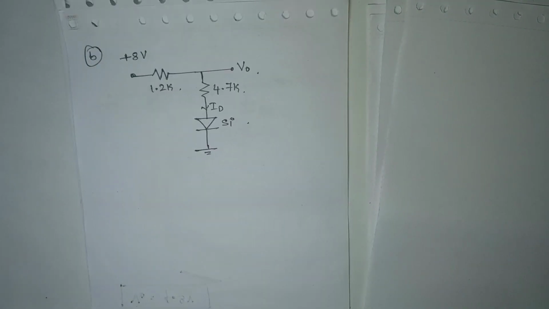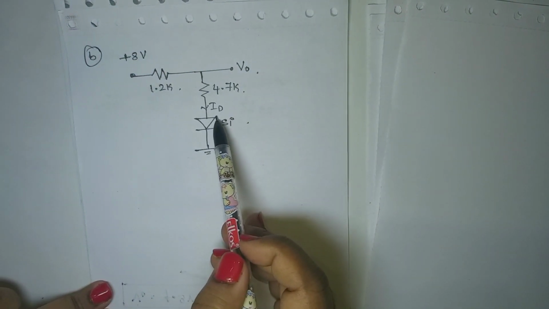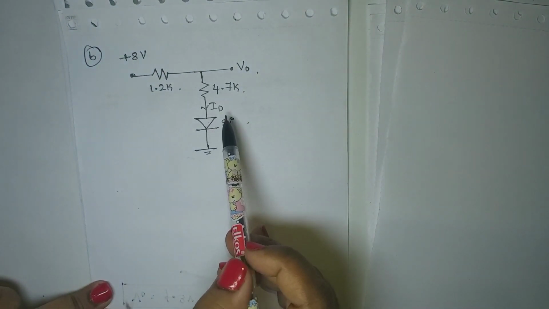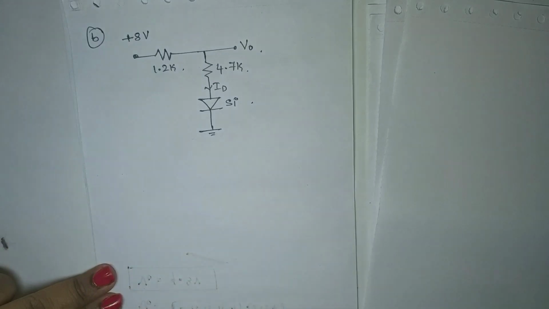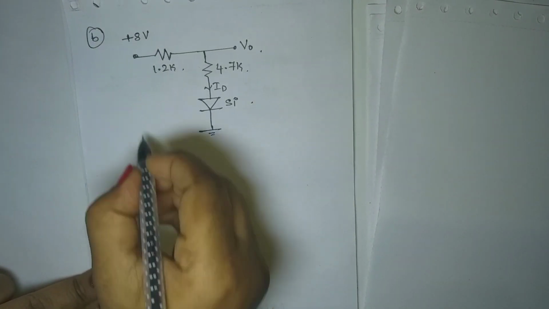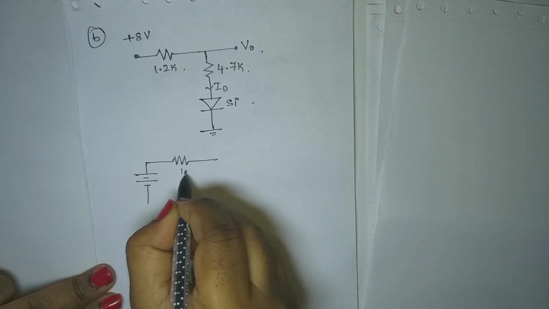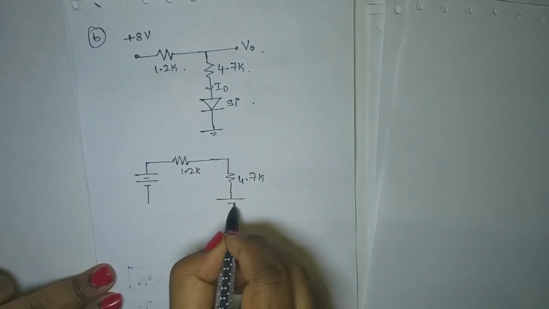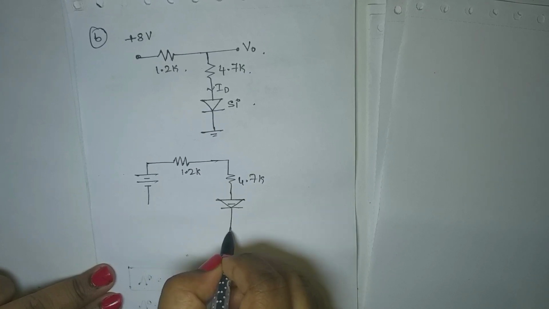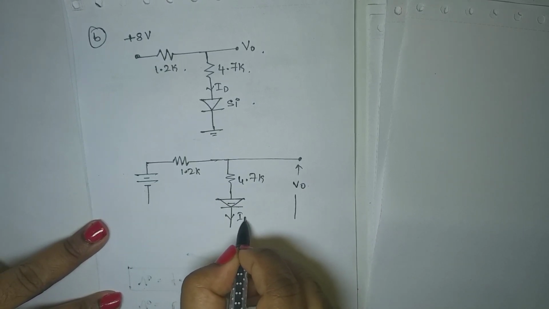Okay. So in the next circuit, you have a plus 8 volt source and a 1.2K resistor with 4.7K, and this is the current direction. You have a silicon diode and V naught. Okay, so if I rewrite the circuit, plus 8 is there, so positive, negative, that is given to 1.2K and it is given to 4.7K, and here you have a silicon diode, right, and you have V naught here. The current is ID.